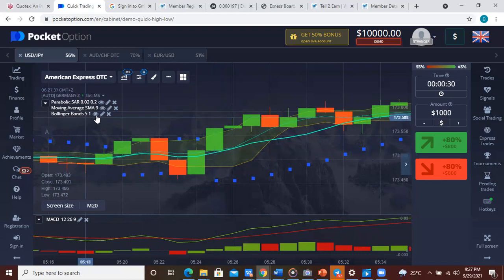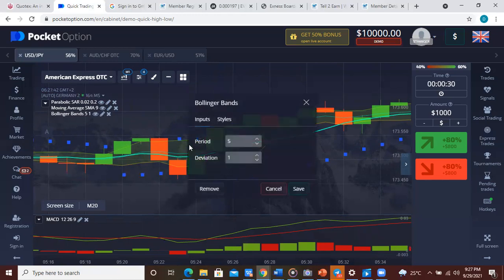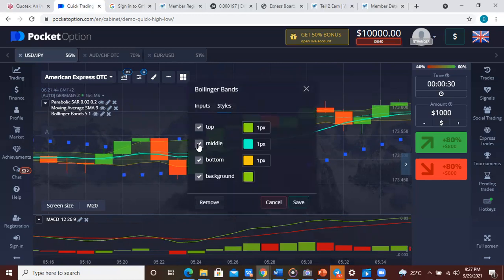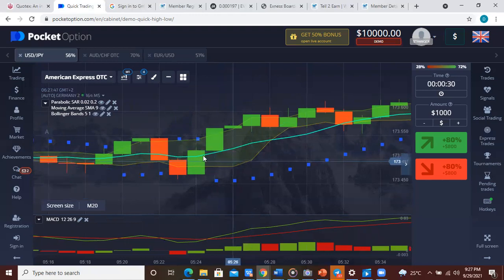All right. Let me remove the middle line from the Bollinger Bands so that you can see clearly what I'm talking about. Look at this. So first confirmation, moving from the down to the top. Second confirmation, crossing each other. Third confirmation, the parabolic SAR appearing, the first one. And then the fourth confirmation. Look at it. How on earth can you lose this trade?